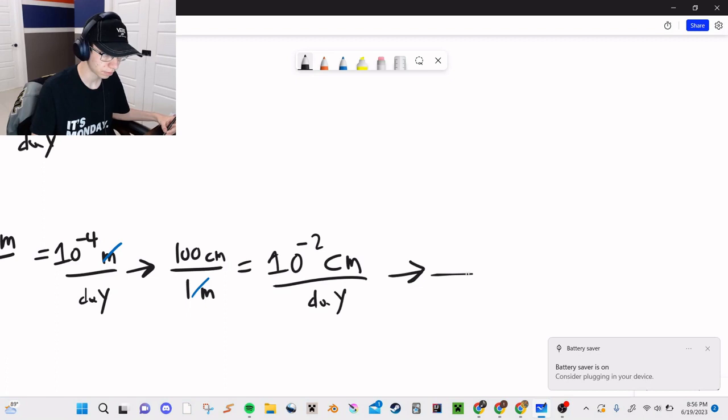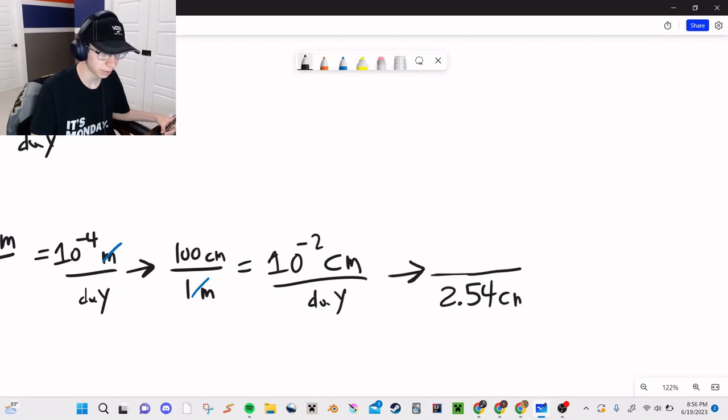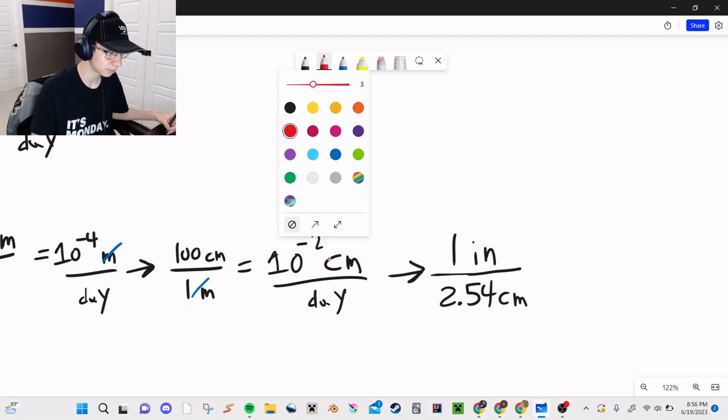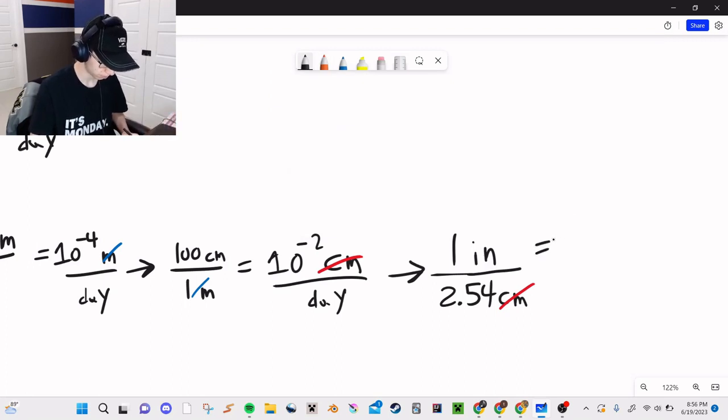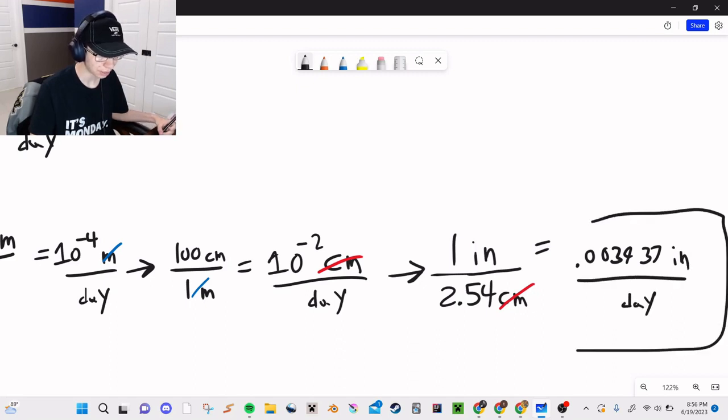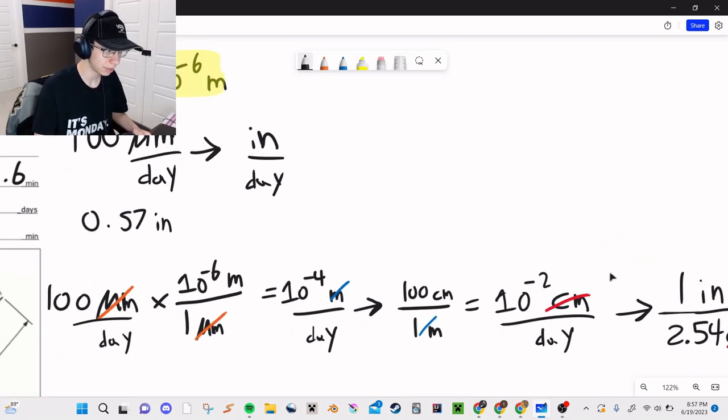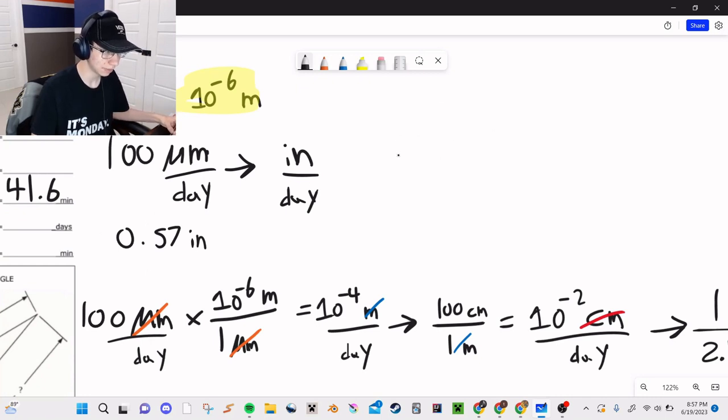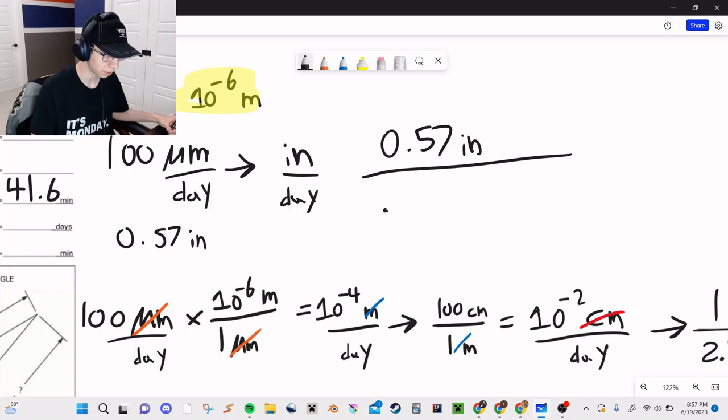And now I can convert centimeters to inches because there are 2.54 centimeters per inch. So that's just like a conversion you gotta know. So those units cancel out. And we're left with 0.003937 inches per day as our rate. And so now we've got our rate in inches per day. We got our length in inches, so now we can divide. So we're going to do this length, which is the length of 1 fingernail, divided by our rate.